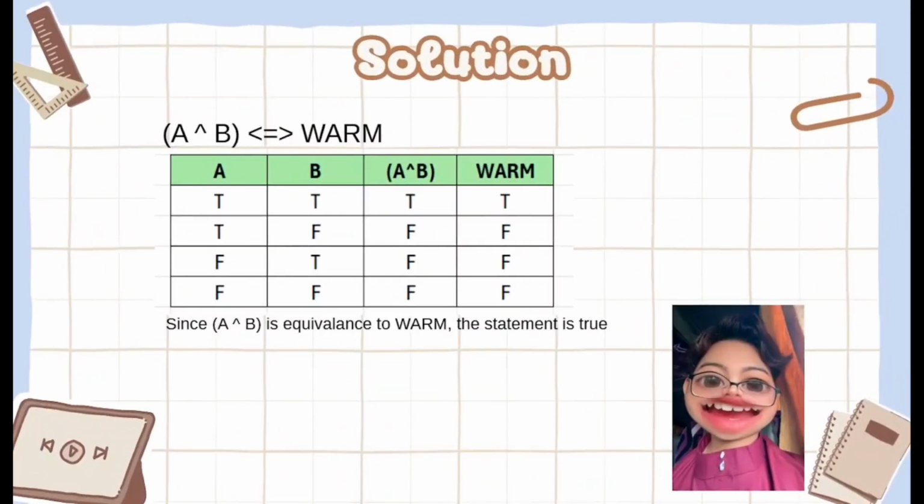And this is the last solution, for warm water. We use A and B equivalent to warm water. A, true, false. For B, true, false. A and B will be true, false, and the output will be the same as warm water, true, false. Since A and B is equivalent to warm, the statement is true.